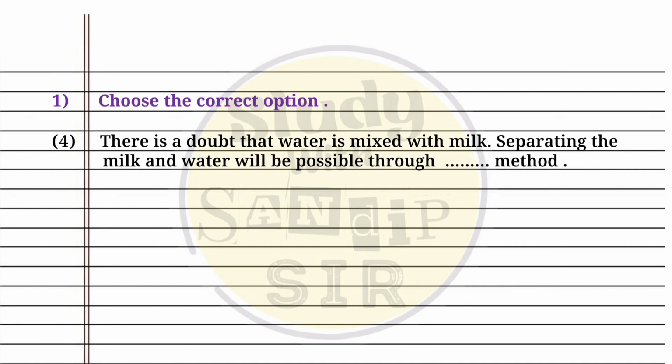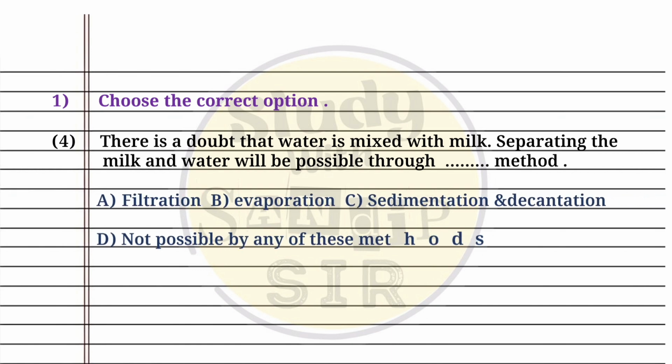Fourth, there is a doubt that water is mixed with the milk. Separating the milk and water will be possible through dash dash method. A. Filtration. B. Evaporation. C. Sedimentation and decantation. D. Not possible by any of these methods. The right option is option D.